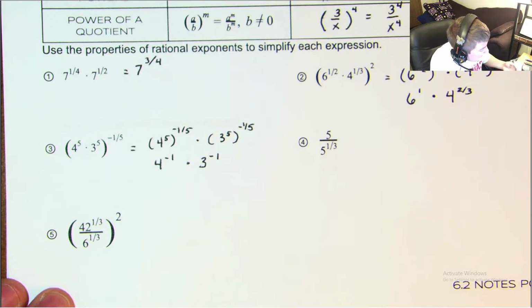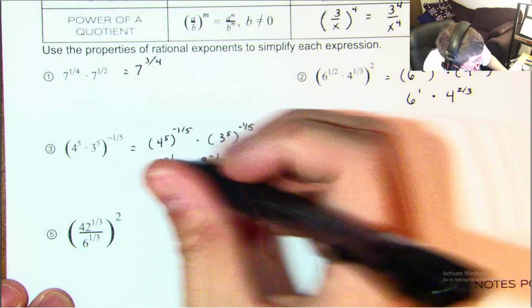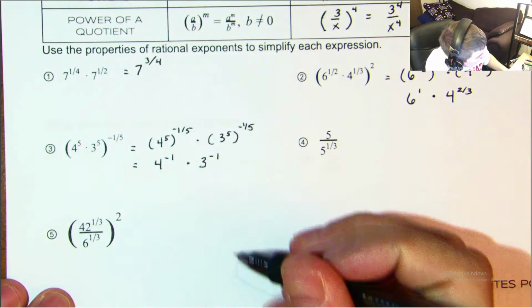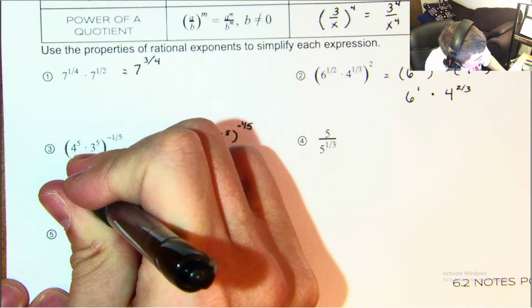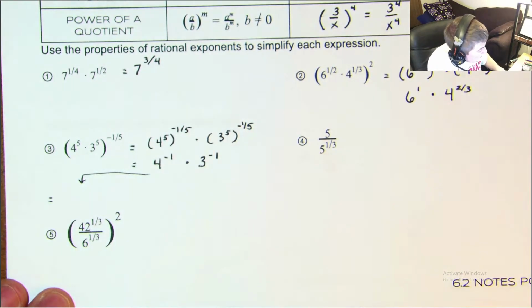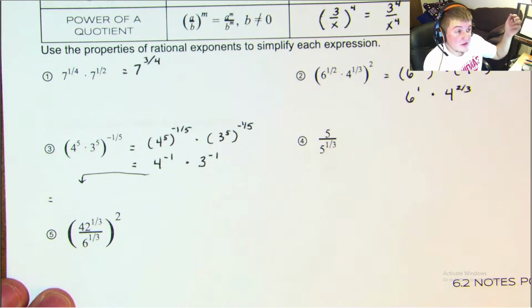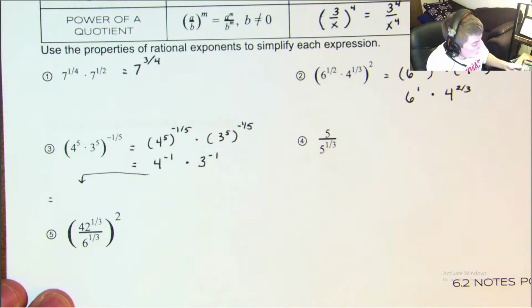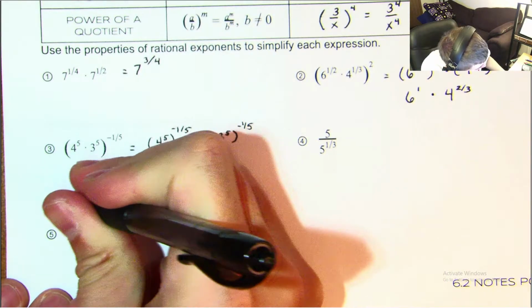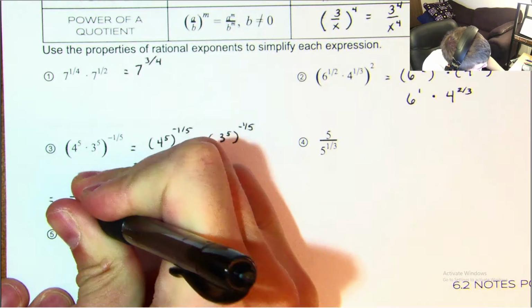So now I'm going to continue my work over here so I have a little bit more space. Okay, so now we have a negative exponent. We need to know, what do we do with negative exponents? Well, essentially, if it's on the bottom of a fraction, we move it to the top of the fraction. If it's on the top of the fraction, we move it to the bottom. Well, there's no top and bottom here. That implies that it's on the top. So this is going to turn into 1 over 4 to the 1st times 3 to the 1st.